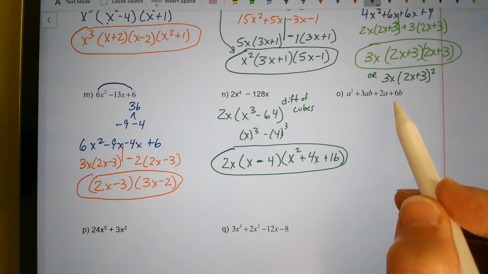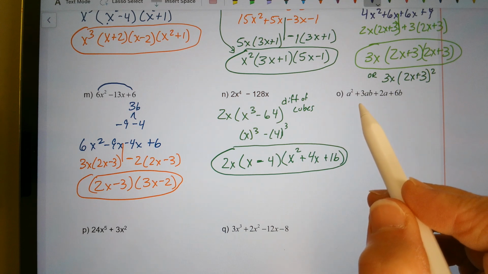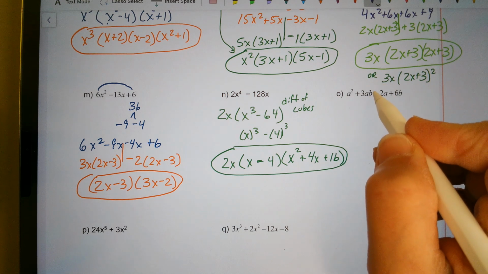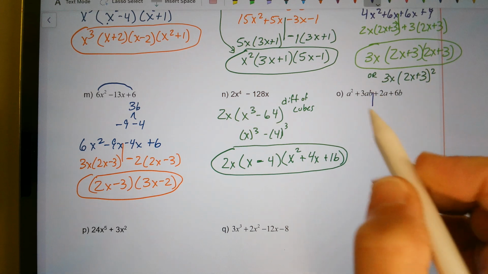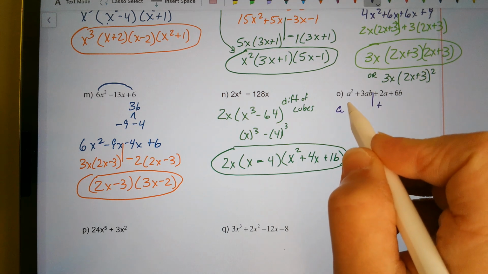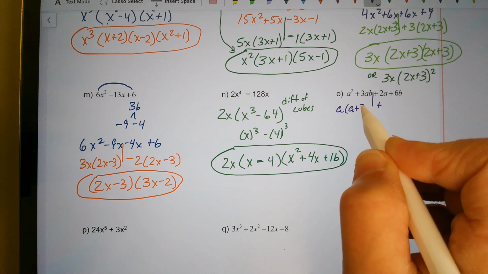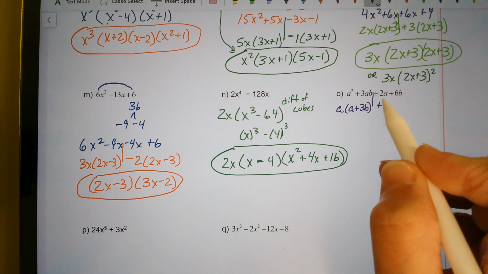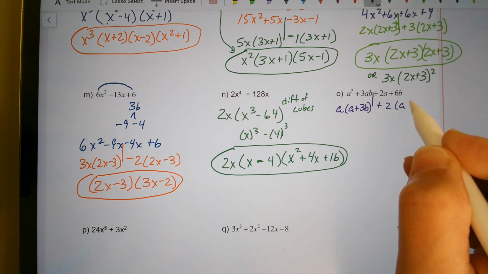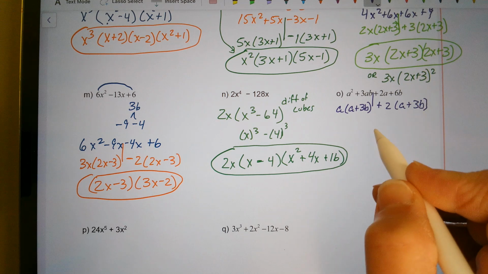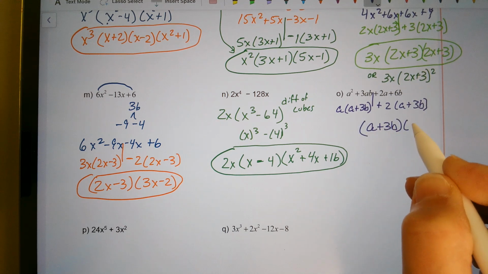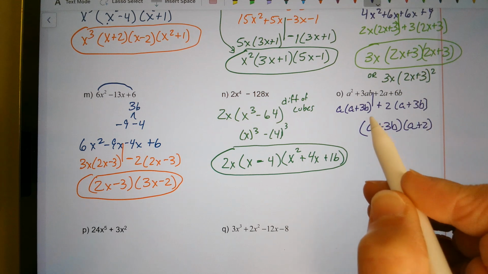Okay, here we have 4 terms. There's no GCF to all 4, so let's split, use our grouping. What's common to the first 2 terms is A, and we have A plus 3B. And what's common to the last 2 terms is 2, A plus 3B. So A plus 3B is our one factor, and A plus 2 our second factor.